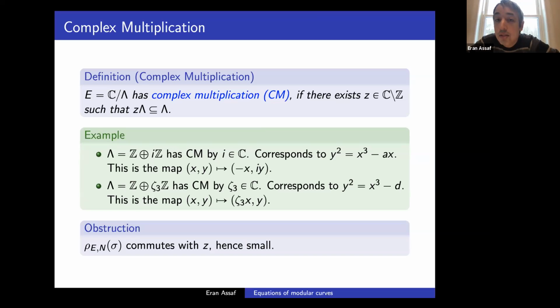So in these situations, because we have this complex multiplication, that forces our image to be small. So the automorphism that acts on our torsion points has to commute with this operation of complex multiplication, and that forces a condition on our image. So we can only take matrices which commute with this element, and that keeps our image quite small. So from now on, we will just ignore this case, leave it aside.